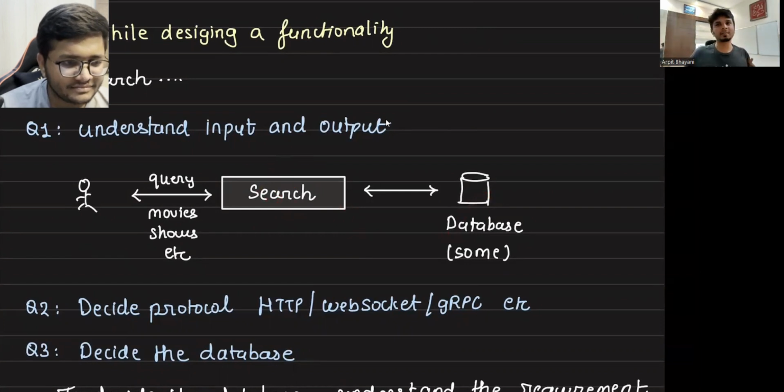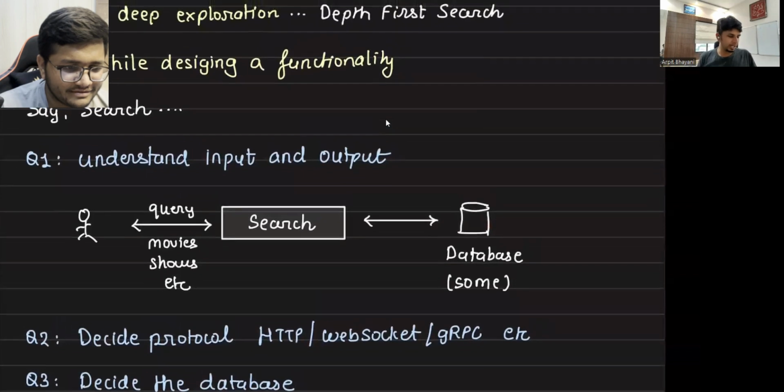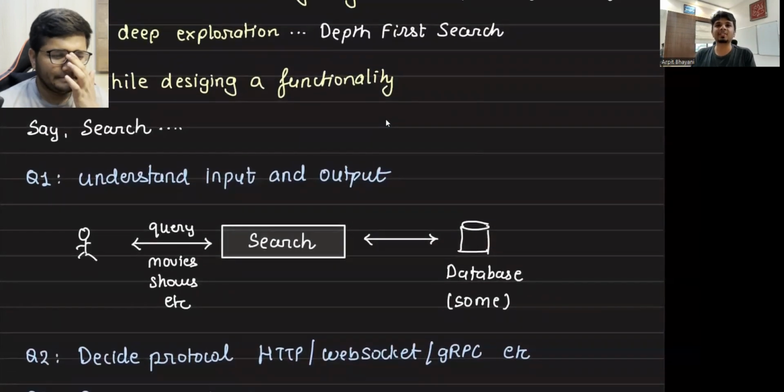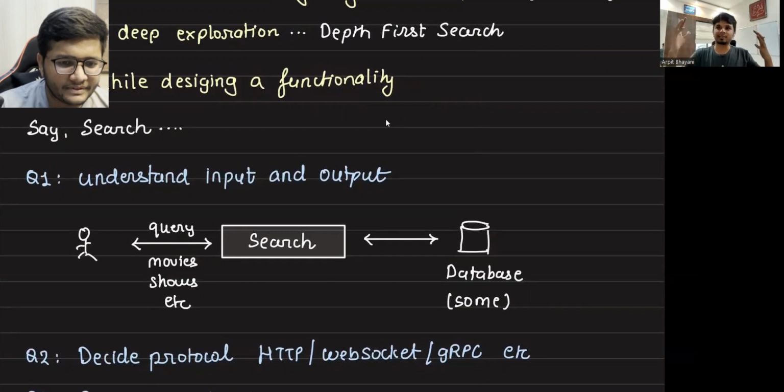In case of Hotstar, the input is you are given a text query, right? And in response, you are going to get movies for that query, shows for that query, and anything they have to offer, right? And obviously, from where would they pick it up? From the database. कुछ तो database होगा, right? अब हमें पता है कि कोई तो database होगा, तो what's the next logical step? Input हो गया, output हो गया.